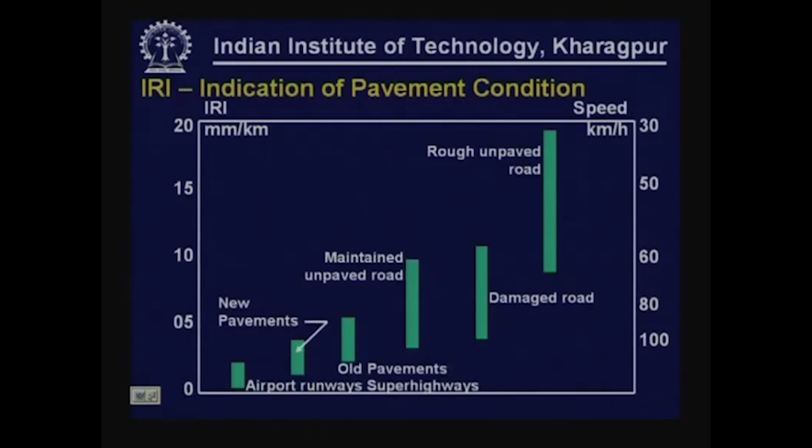On the right hand side, we also have the speed. If the IRI indicated on the left hand side exists for a given road or is computed for a given road, what is the speed that can be expected on that road? For example, if you are talking about an IRI of 20, the corresponding speed will be about 30. If the IRI value is as small as 2 or 3, we can talk in terms of speeds as high as 100 kilometers per hour.